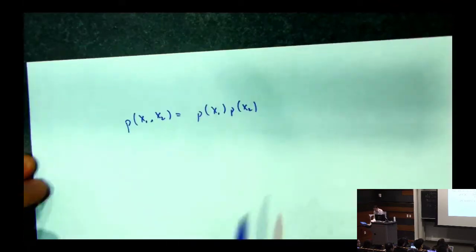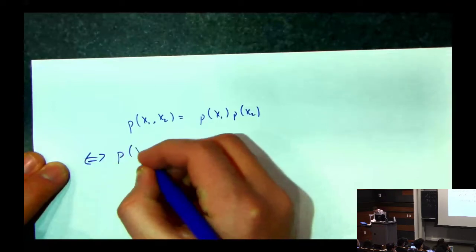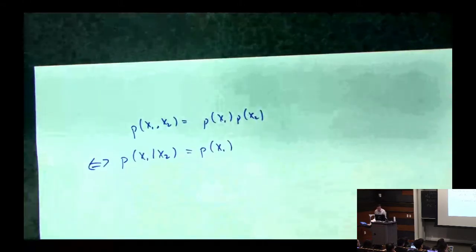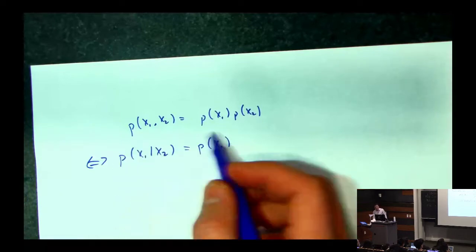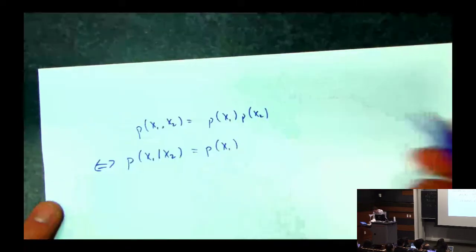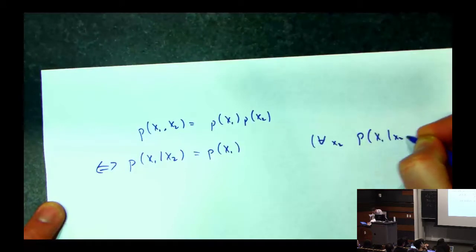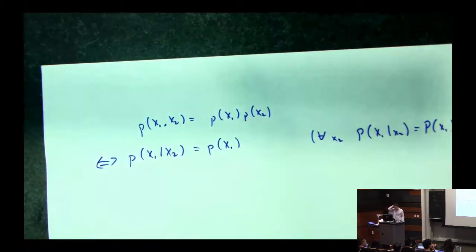Another way of writing this, which is a little more intuitive to me, is to say this is equivalent to P of x1 given x2 being equal to P of x1. What I really mean, because this is a factor over two things and this is a factor over only one, is that for all x2, P of x1 given little x2 equals P of x1. What that's saying is that knowing x2 does not help you figure out what x1 might be.